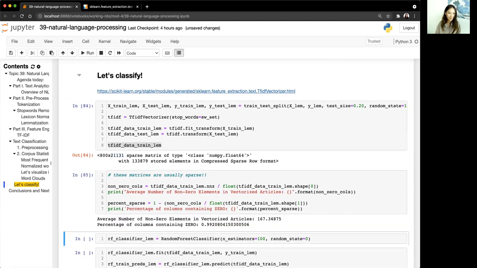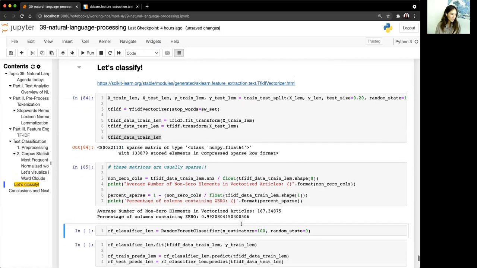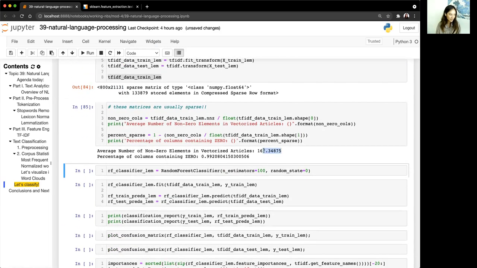And to look at the sparsity of these matrices, the average number of non-zero elements in vectorized articles, so the average article length, is 167 words. And the percentage of columns that contain 0 is 99%. So it's extremely, extremely sparse data. But anyways, we can instantiate our random forest classifier here. We're fitting it on our trained data, and we can get our predictions out of our test.